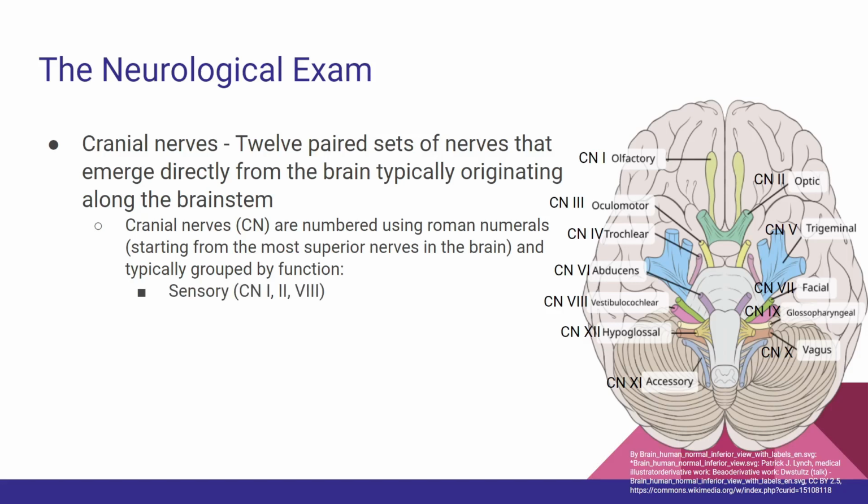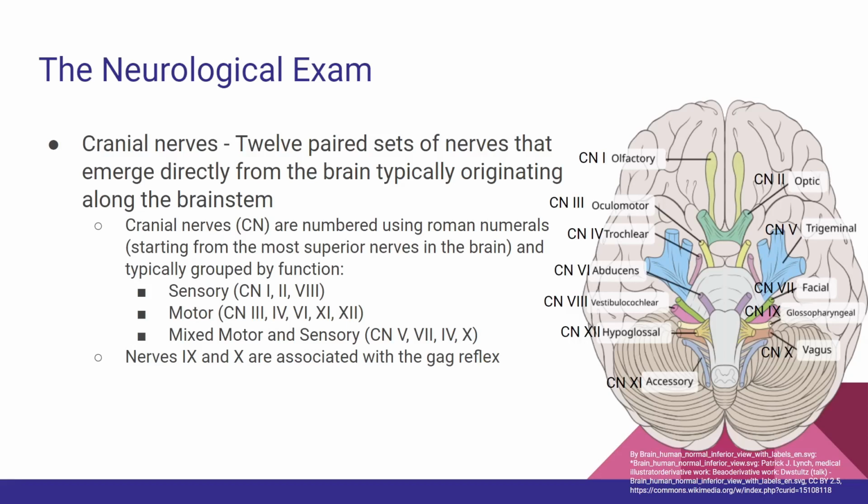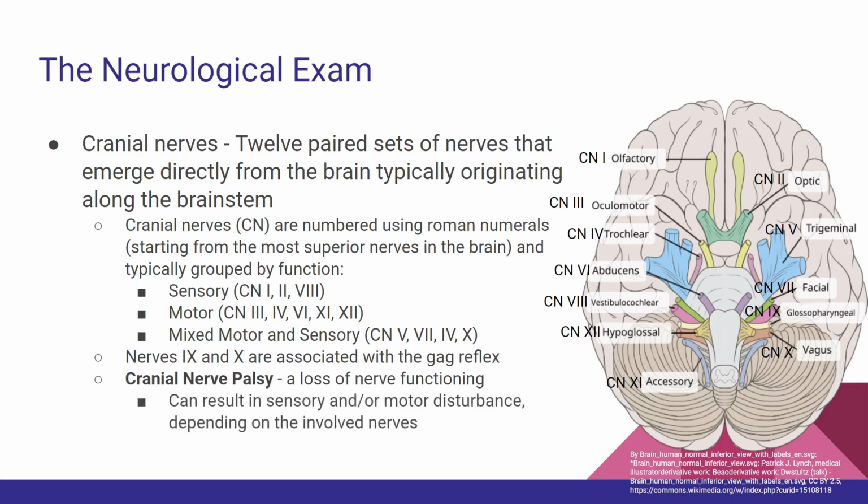And you can group the cranial nerves based on the function that they're associated with. So there's 3 cranial nerves that are associated exclusively with sensory information. There's 5 that are associated exclusively with motor functioning, and there's 4 that have both motor and sensory components. And nerves 9 and 10 are associated with the gag reflex, and the gag reflex is used to assess their functioning. A loss of functioning in these nerves is considered cranial nerve palsy, and this can result in disruption to either sensory or motor functioning, and it depends on the specific nerves involved.